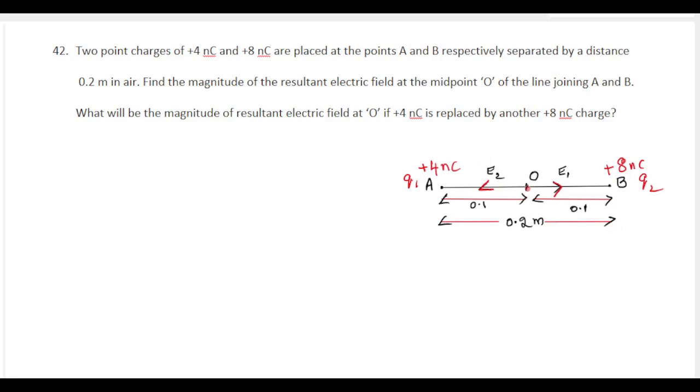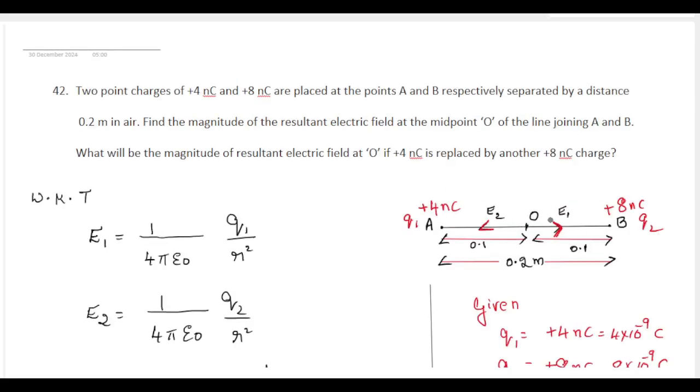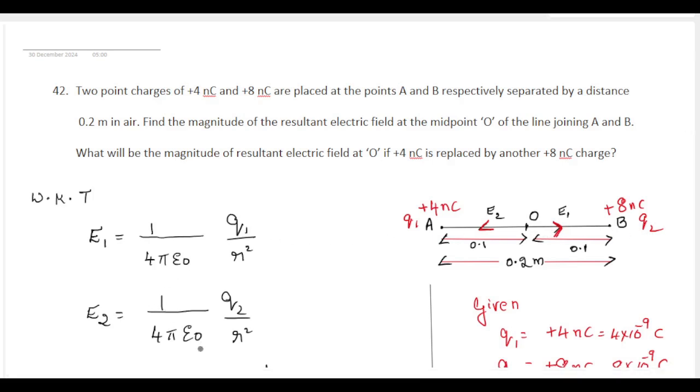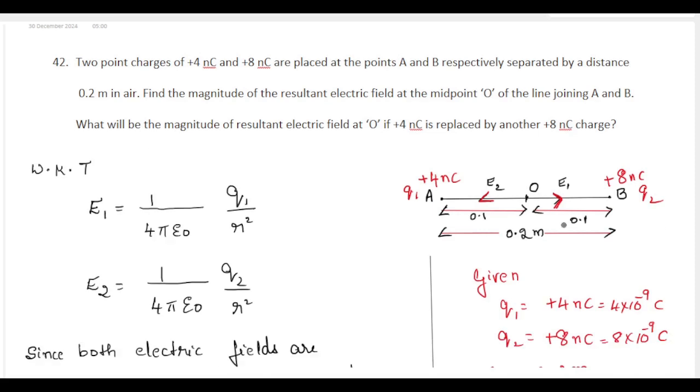Since it is the midpoint and we know the distance between the two charges is 0.2 meters, the distances AO and OB are nothing but 0.2 divided by 2, that is 0.1 meter each. We know that the electric field E1 at point O due to the charge Q1 is given by E1 equals 1 by 4 pi epsilon naught Q1 by R square. Similarly, the electric field at point O due to the charge Q2 is given by 1 by 4 pi epsilon naught Q2 by R square.